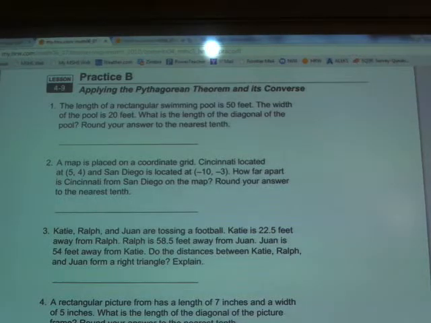This is the homework helper for Chapter 4, Section 9 in the 8th grade workbook, Applying the Pythagorean Theorem and its Converse. Let's go ahead and start with a couple of the story problems here. I'll do 1 and 2 with you and leave 3 and 4 to do on your own.